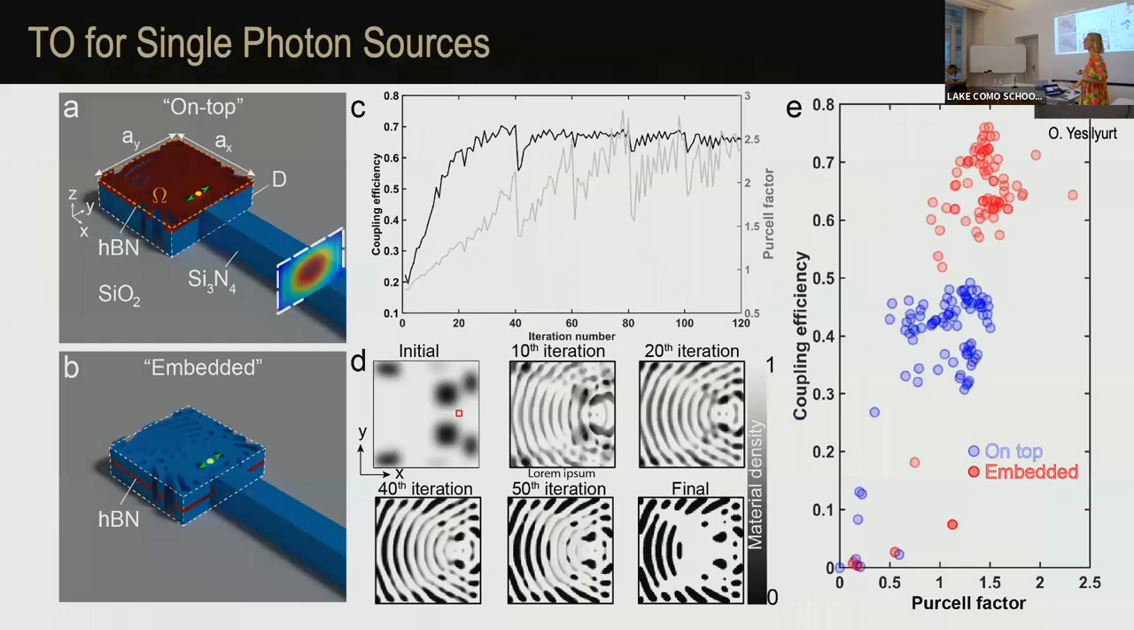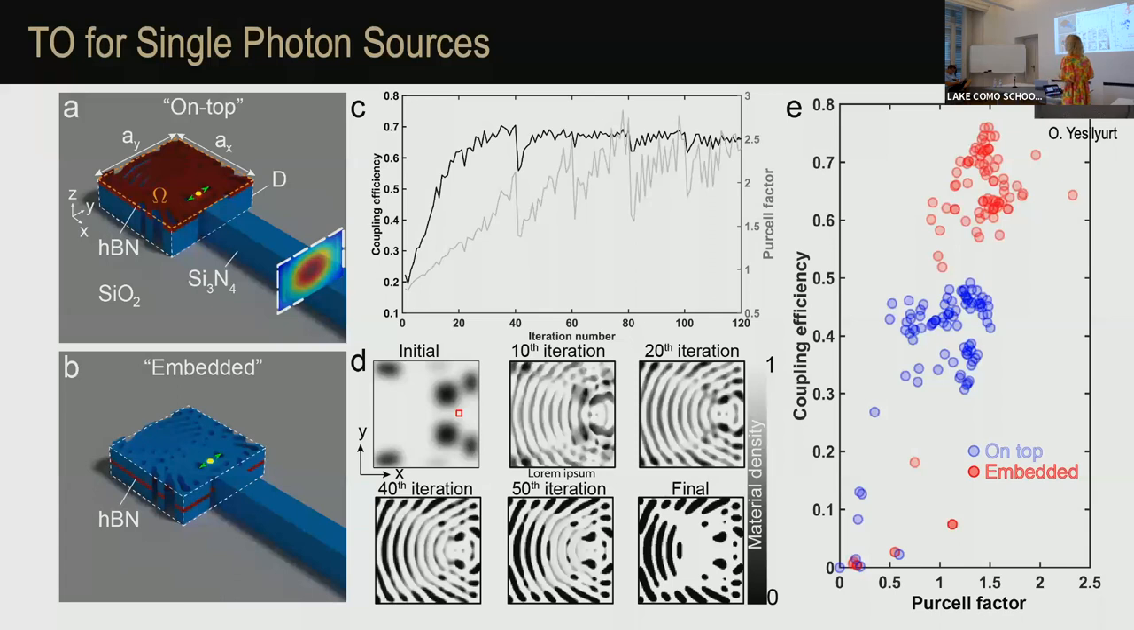So again, just an example: not only do you need to know what kind of shapes would give you optimal performance, but you also would like to know what kind of architecture would be best. So this is just an example of advanced optimization of a quantum emitter, which sits in a layer of hexagonal boron nitride.